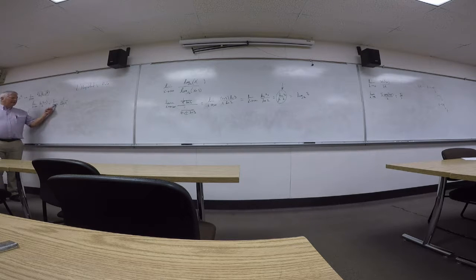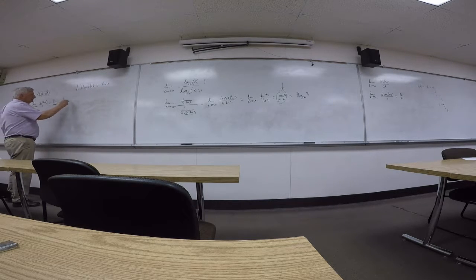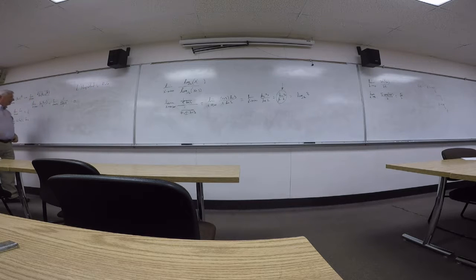Now here, as this goes to infinity, we have 1 over infinity times infinity. 1 over infinity is 0. So the limit of the logarithm of the limit is 0. To get back to our limit, we exponentiate.